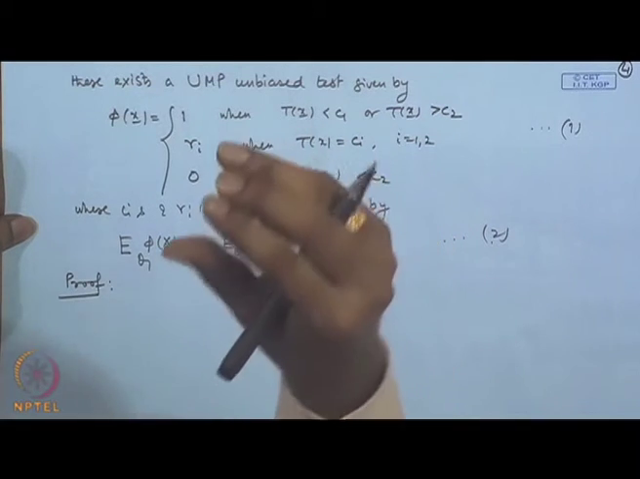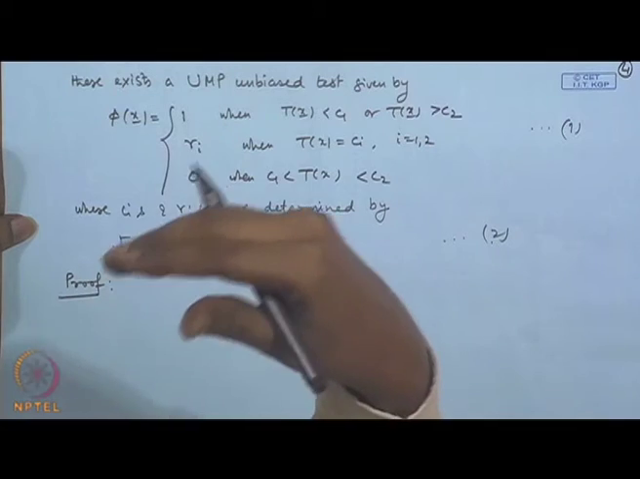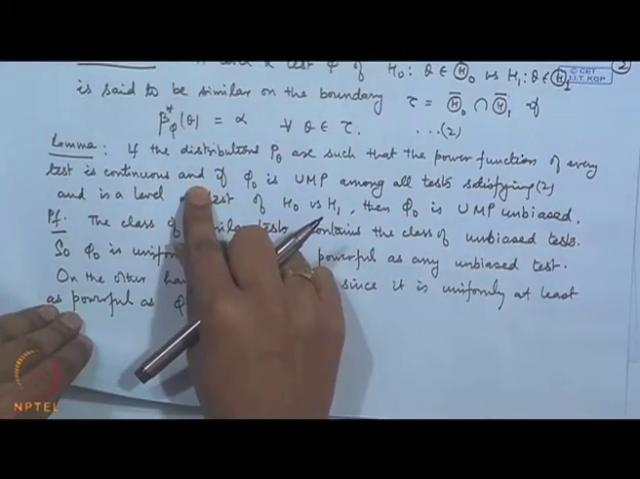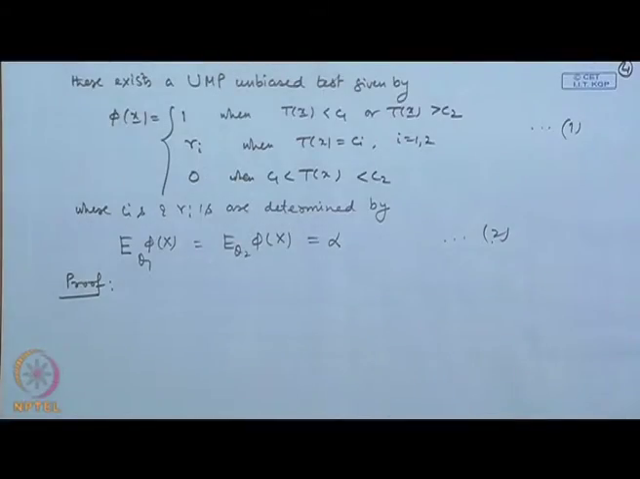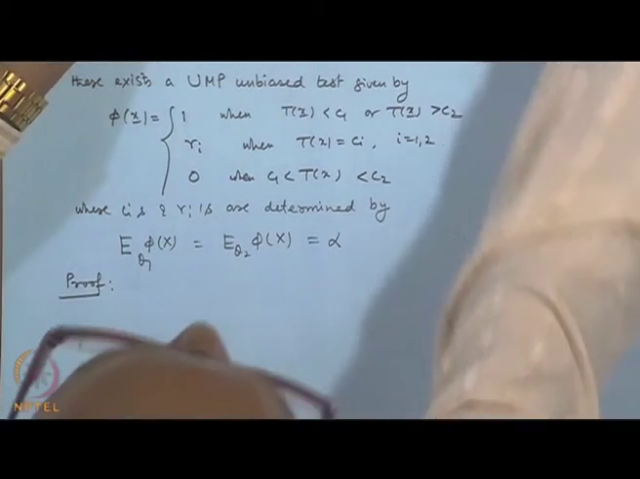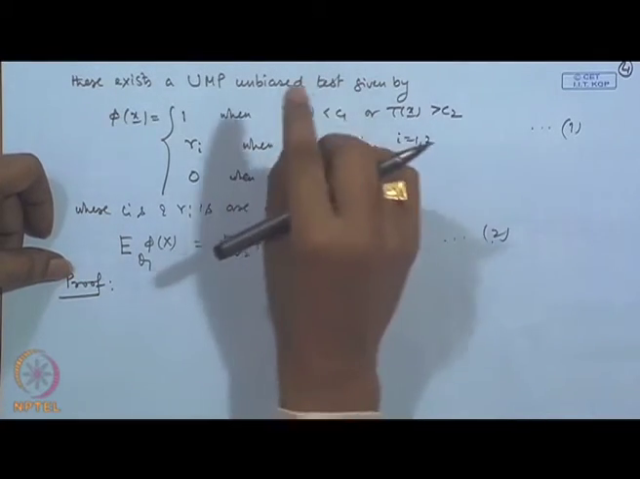In the exponential family, if I have an integrable function, the integral or the expectation is a continuous function. So, we can use this, because to apply the lemma, what we wanted here is that the power function of every test is continuous. So, the power function here will be expectation of phi x, and this should be continuous. Now, in order to have that, we can use the condition that we have the exponential family here.